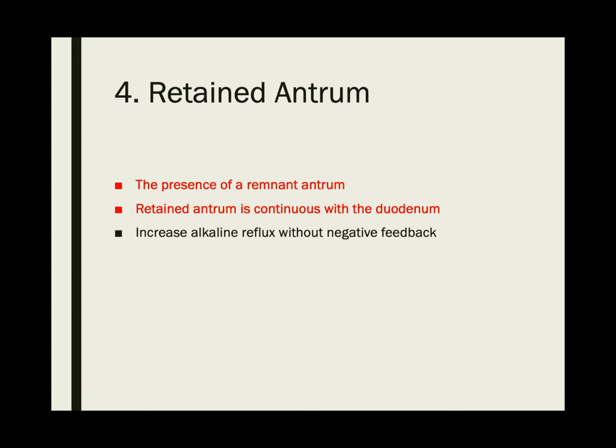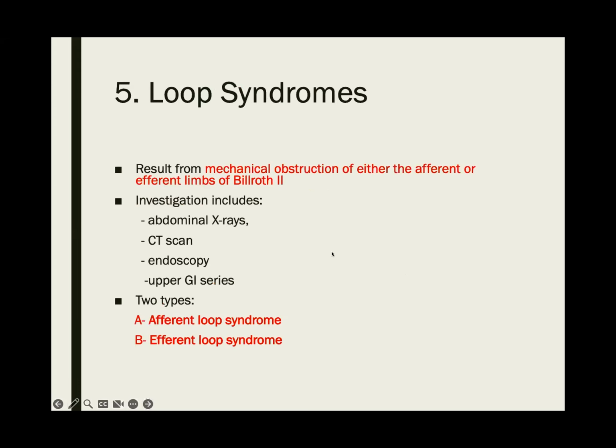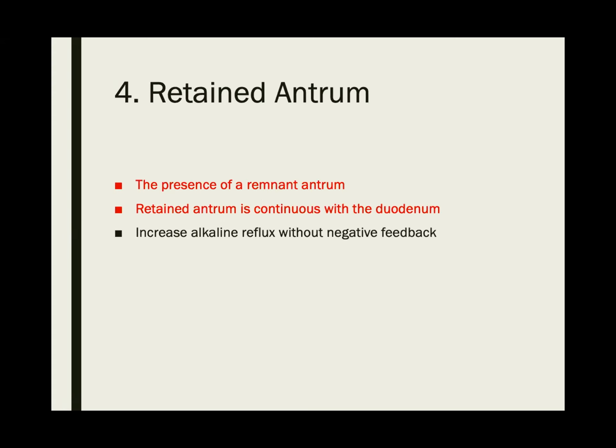Retained antrum, this is the presence of the remnant part of the antrum. And the retained antrum is continuous with the duodenum. This is related to the gastritis of the alkaline reflux, because there is part of the stomach that's there, which is at risk of ulcerations. So that's mainly it. The antrum doesn't have much of a function.